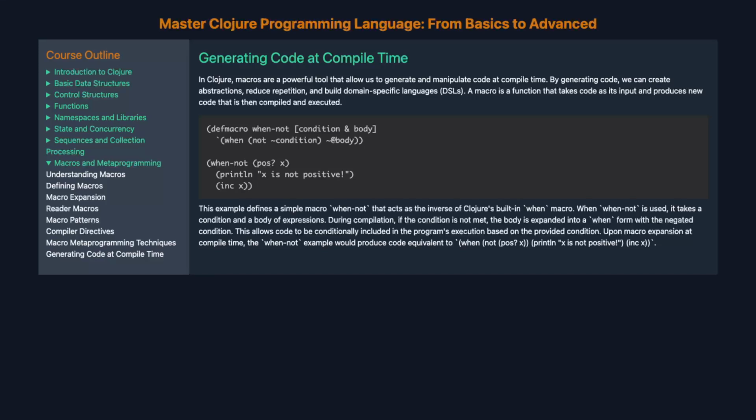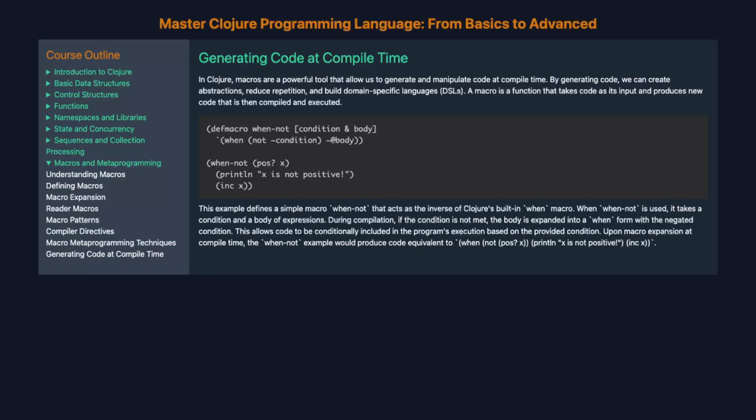A macro is a function that takes code as its input and produces new code that is then compiled and executed. This example defines a simple macro when-not that acts as the inverse of Clojure's built-in when macro. When-not is used, it takes a condition and a body of expressions. During compilation, if the condition is not met, the body is expanded into a when form with the negated condition. This allows code to be conditionally included in the program's execution based on the provided condition.